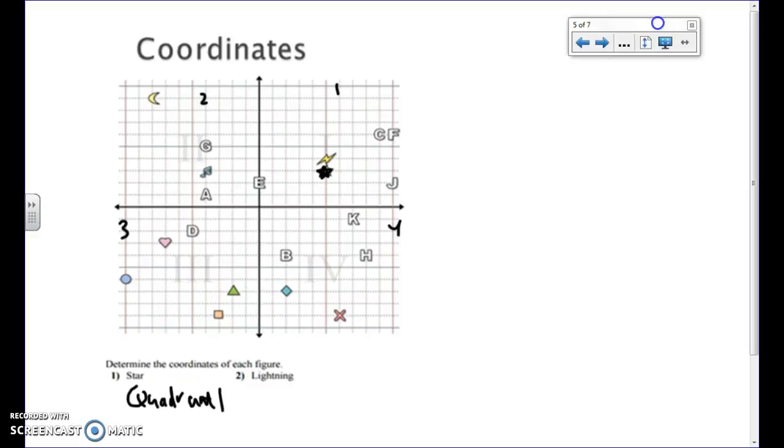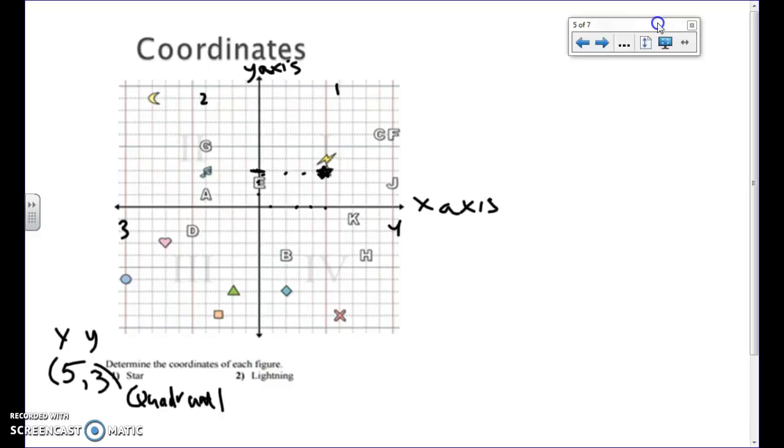Let's count together. So I'm looking for an ordered pair with my x value first and my y value second. So when I count 1, 2, 3, 4, 5 on my x-axis, it is at the coordinate positive 5. On the y-axis, 1, 2, 3, only 3. But this is a positive 3. This is the y-axis. So as you can see, 5, 3 would be my coordinate for the star.